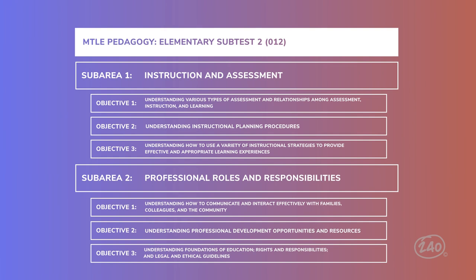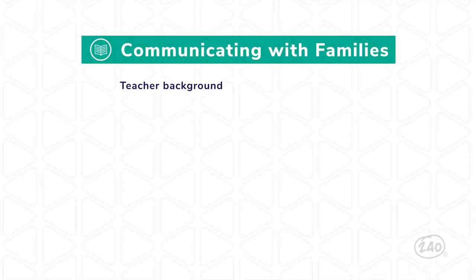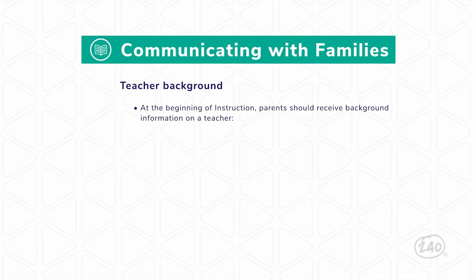It's important for teachers to foster positive relationships with students' families. Plant the seed for a positive relationship to grow from the start and tend to it regularly throughout the school year. This idea can be split into two categories, beginning of instruction and throughout the year. At the beginning of instruction, parents should receive background information on a teacher, such as your school phone number and email address, your background, why you like to teach, and/or anything else you feel comfortable sharing.